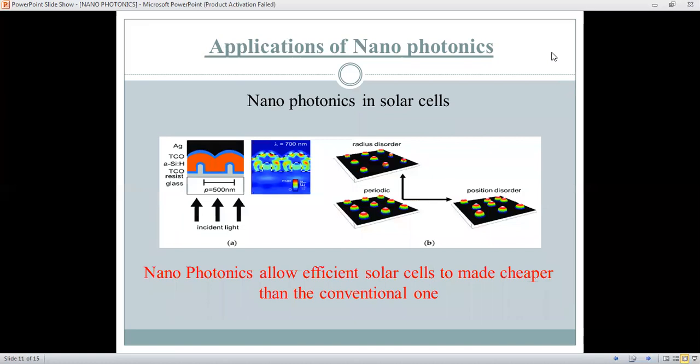And I'm telling about the applications of nanophotonics. Here are some applications of nanophotonics. Besides these, there are so many applications. Nanophotonics in solar cells. Nowadays we use solar cells in our homes, in the form of solar panels, and we get electricity with these solar panels, and this is very useful for us. Nanophotonics will make efficient solar cells cheaper than the conventional ones.